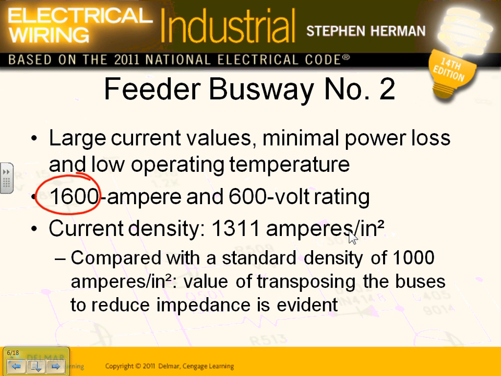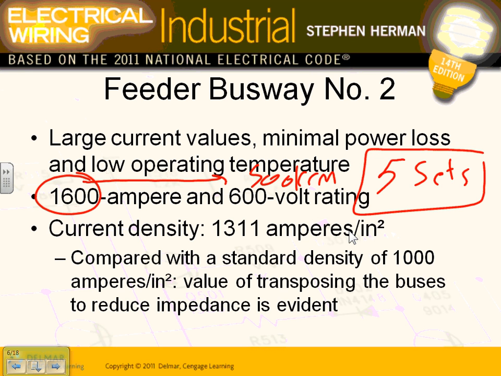Now, Chris, do me a favor. How many runs of 500 kcmil do you need to carry 1600 amps? Do you have your calculator handy? 1600 divided by 380 gives 4.2. You can't go 4.2, it's almost 5 sets. Actually, you're going to bend 5 conduits and pull four conductors in these 5 conduits, probably 3-inch or 4-inch conduits. Instead of doing all this, you can carry all this power with the 1600 amp 480 busway. That's just to show you the importance of using this busway.